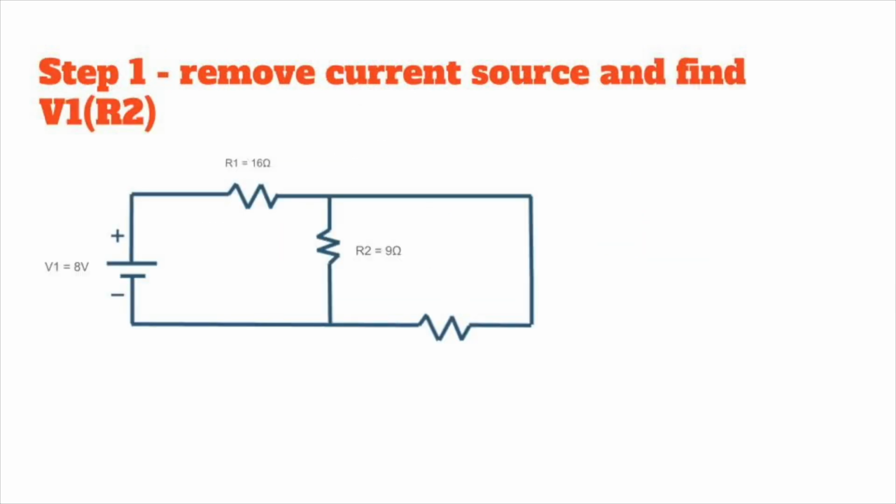First step of this process, we remove the current source from the circuit and find the voltage on R2 from the voltage alone. Let's let the total summation of both R1 and R2 in parallel be RT1, which we find is 25. The total current I1 supplied by V1 is equal to RT1 times the voltage, which is 25 ohms times 8 volts, which gives us 0.32 amps.